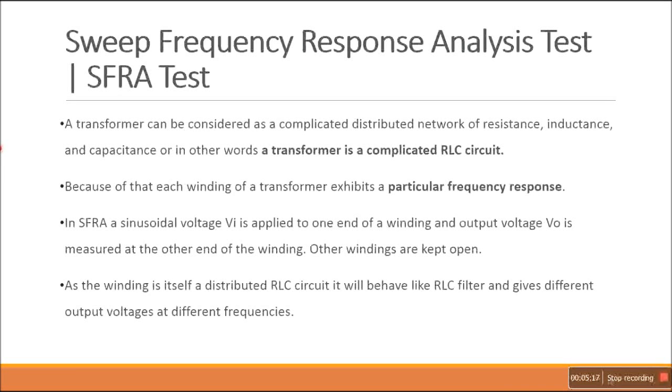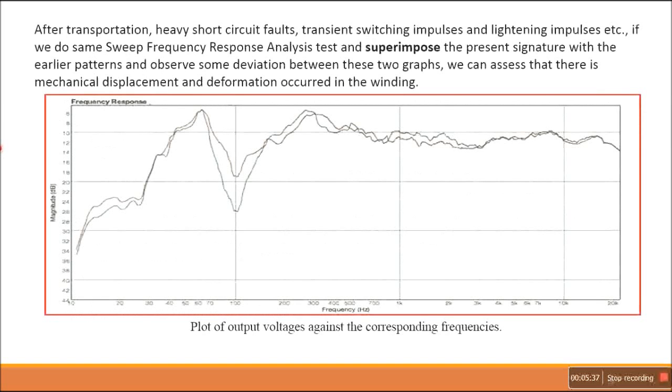What do we do in SFRA? In SFRA, a sinusoidal voltage Vi is applied to one end of a winding and the output voltage V0 is measured at the other end of the winding, and all the other windings are kept open. As the winding is itself a distributed RLC circuit, it behaves like an RLC filter and gives different output voltages at different frequencies. A plot of the output voltage at different frequencies is generated. Now we get a plot for a winding.